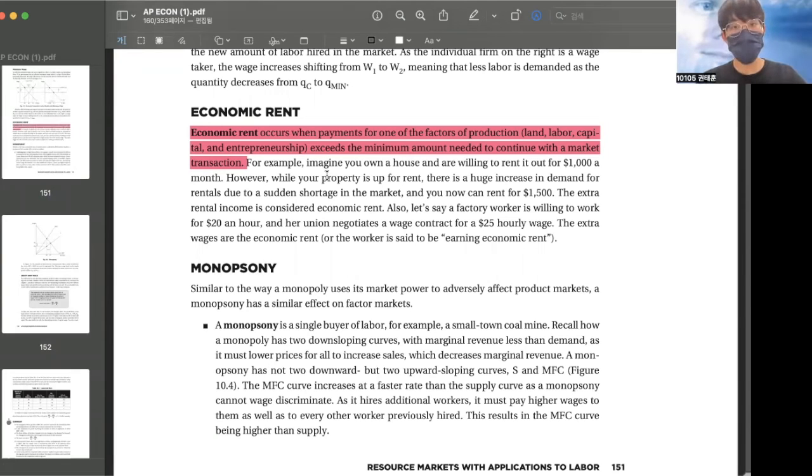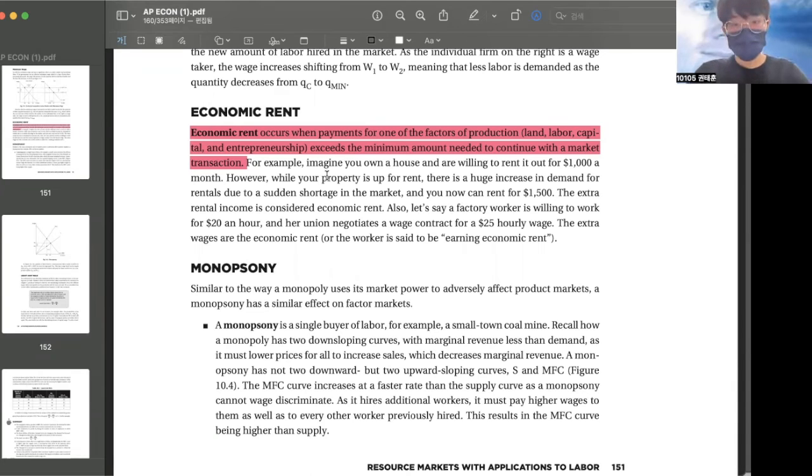The second example is, let's say, a factory worker who is willing to work for $20 an hour, and her union negotiates a wage contract for a $25 hourly wage. This means that because the union negotiated with the company for a higher wage by $5, this extra $5 here can actually be the economic rent.